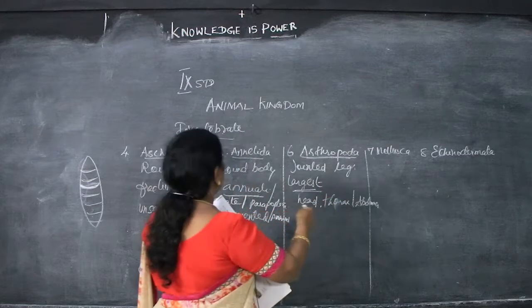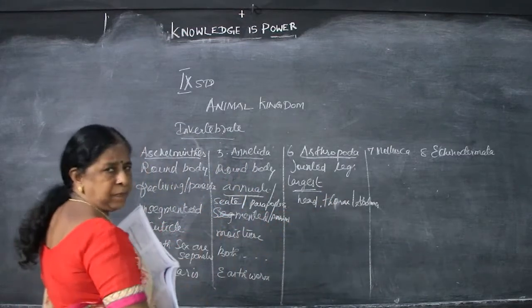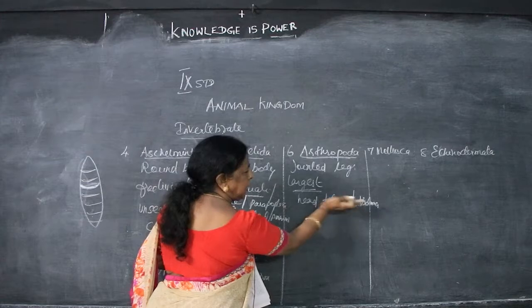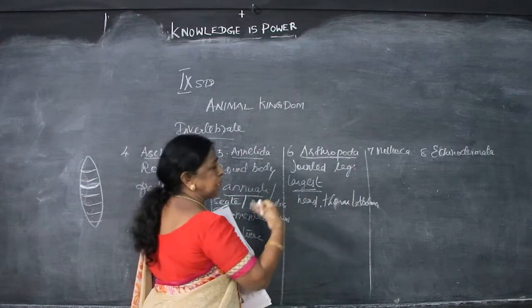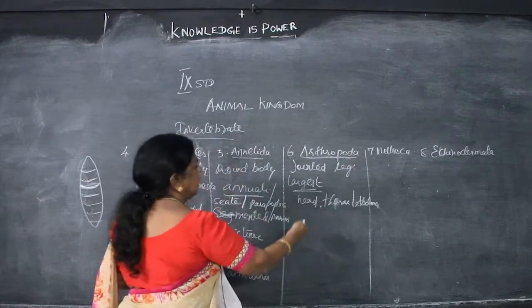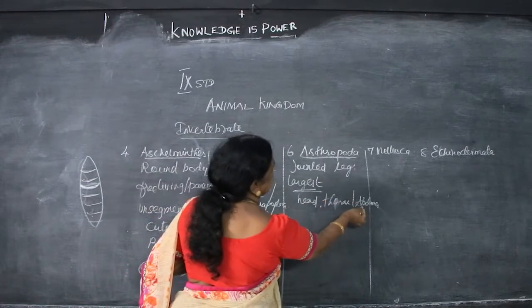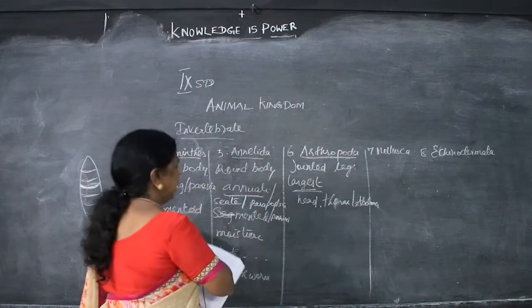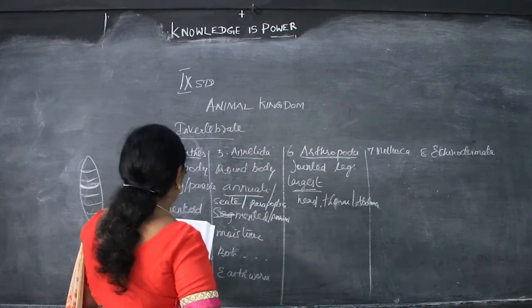First time we are dividing. So far there is no division in the body surface, but here we are dividing the animals into head, thorax and abdomen. Thorax means the center, from neck to the rib, and abdomen is the stomach, belly. The body is divided into three.